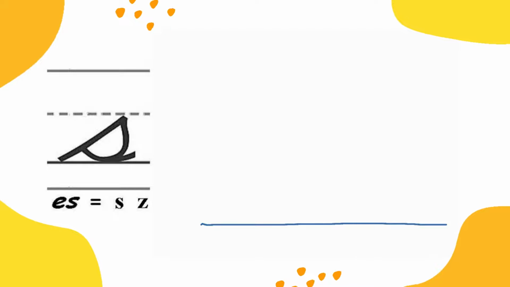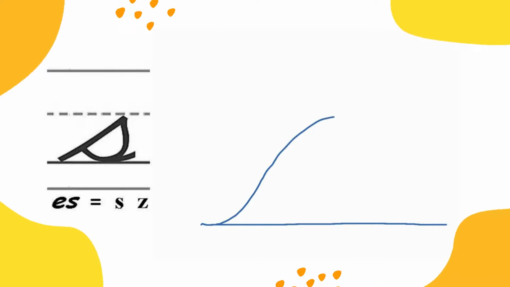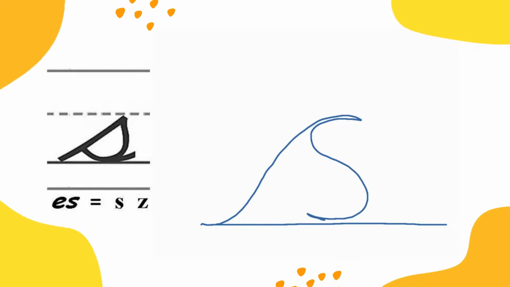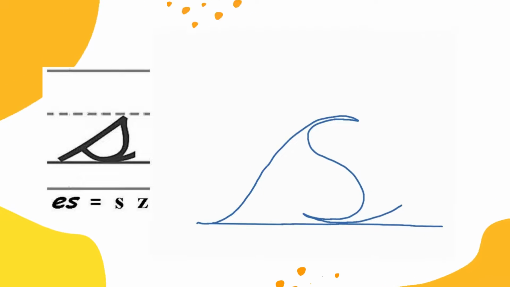Can you draw an S like me? Start on the line, go up, around and out.